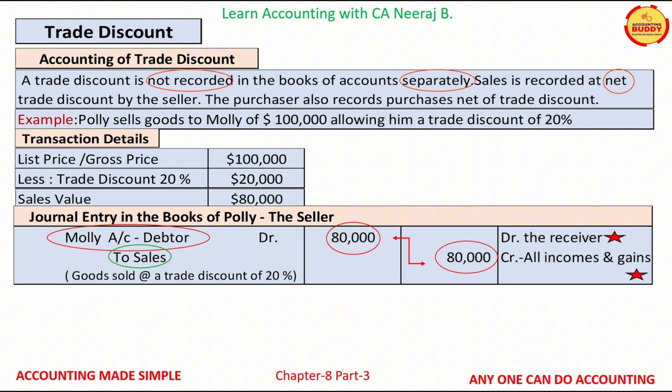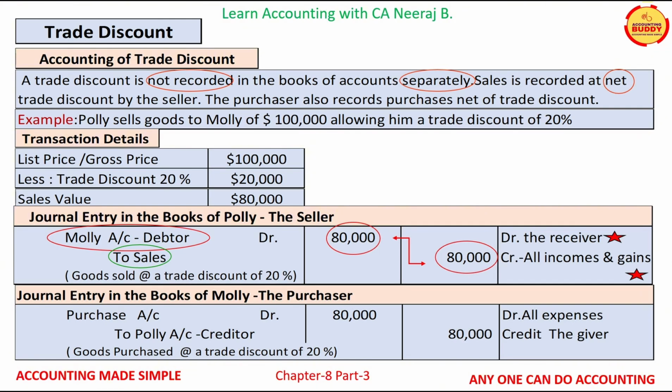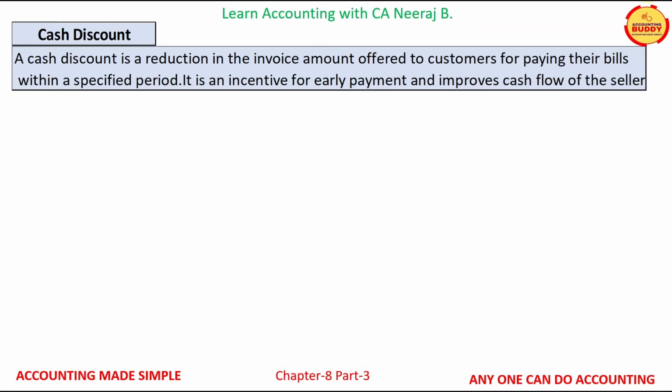Similarly, an entry will be recorded in the books of the purchaser, Molly, also for $80,000 as appearing on your screen. The two accounts which are affected are purchase account and Polly's creditor account. This transaction is passed by debiting the purchase account and crediting Polly's creditor account with a net value of the purchase of $80,000. Let us now learn about cash discount.